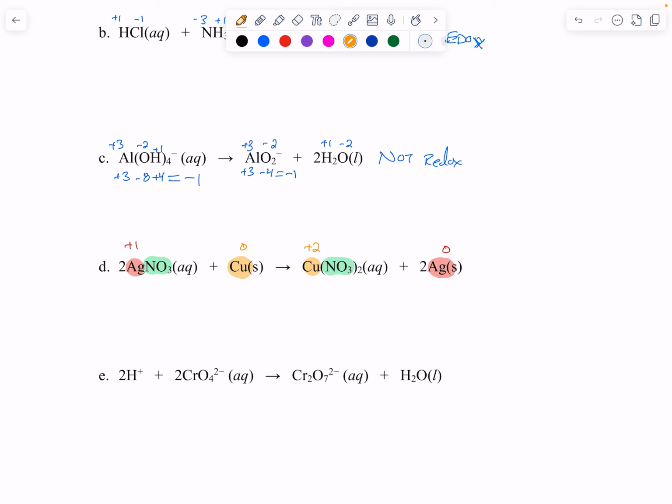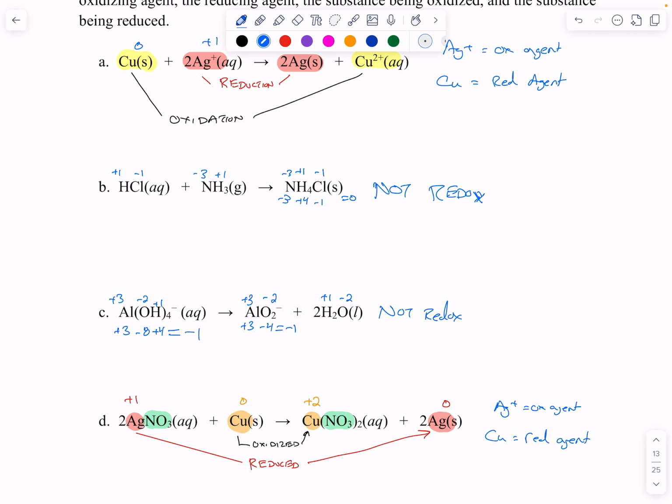plus 2. So who is oxidized? Copper's oxidized, that means reduced is silver. All right, who is my oxidizing agent? Silver. And Cu is my reducing agent. In fact, you might recognize A. This D is the balanced chemical equation. A is the net ionic equation of D.